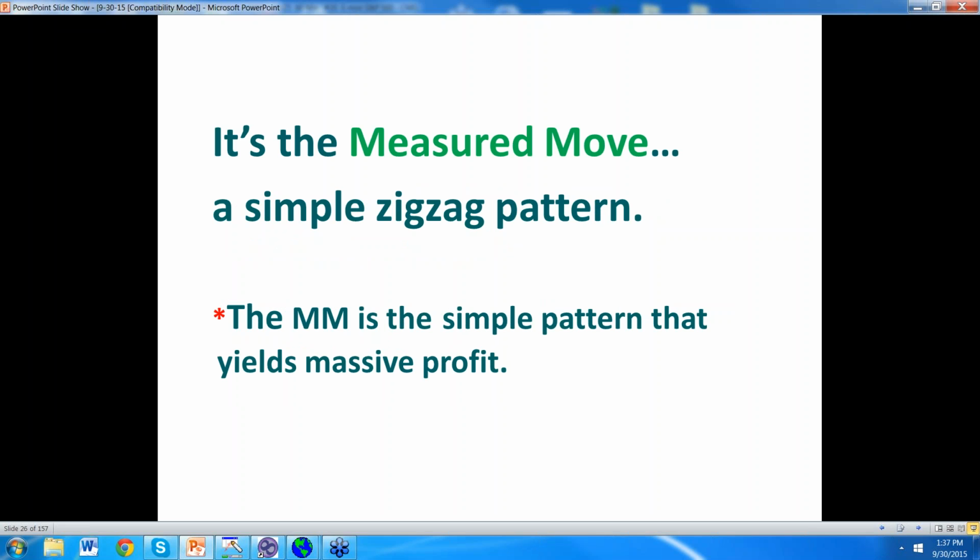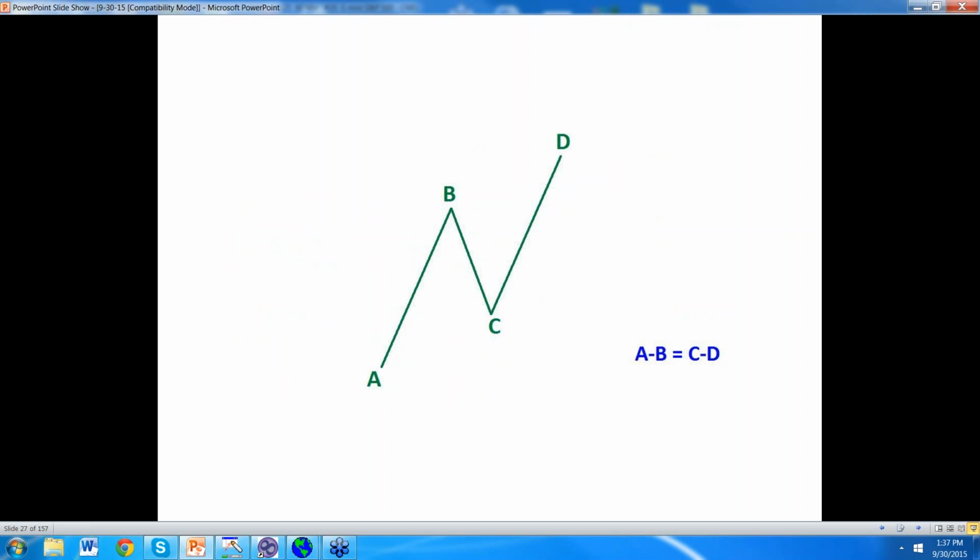So how do you do this? Right? Why does that yield so much profit? Well, here's a measured move. This is a standard explanation of what a measured move is. It's a simple zigzag pattern. It tells you trend direction. Trend direction is defined as higher lows, higher highs.